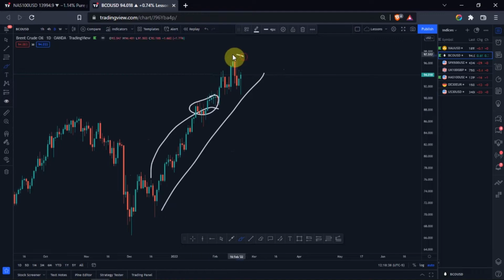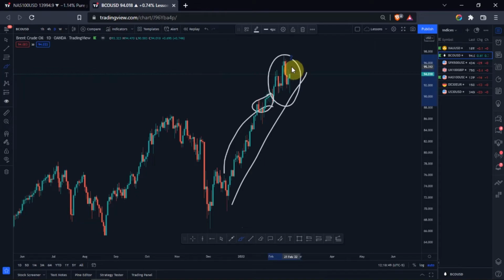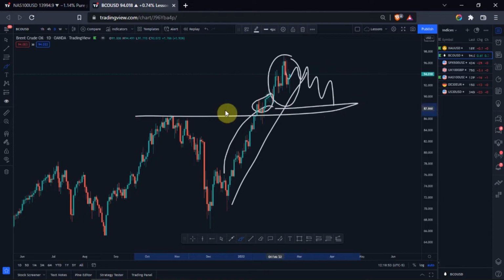However, at this current state, we are receiving some more activity taking place here. Even the corrective waves are becoming bigger, which is a sign that maybe this wave is overextended. So we might receive something like a corrective like that. Maybe it will bounce all the way there to that resistance.